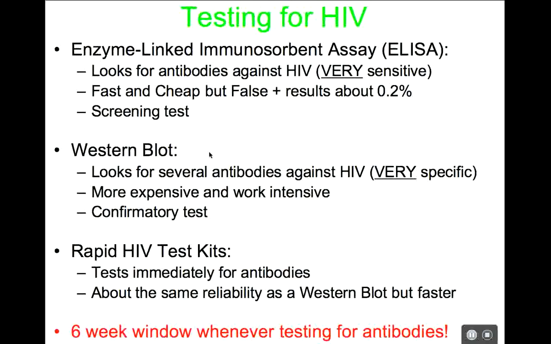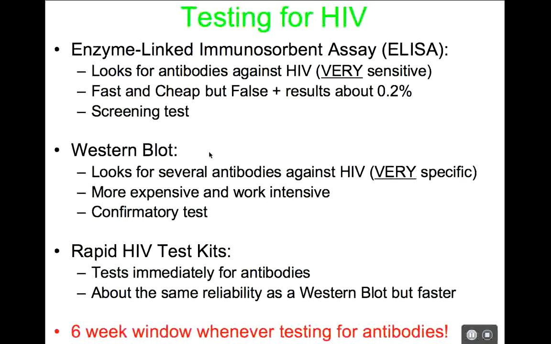That's the old school way to do it: the ELISA first as a screening test that's fast and cheap and gets rid of most of the negatives, and then to go forward with the Western blot to confirm the patient's status. They also have newer test kits available, some rapid HIV test kits. They test immediately for antibodies. These test kits have about the same reliability as a Western blot. They're very fast and very, very reliable. You don't see very many false positive results, but they are quite expensive. But they are available in clinics now, and they are available in hospitals.